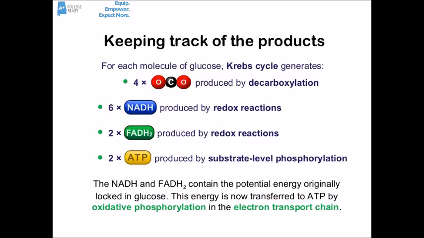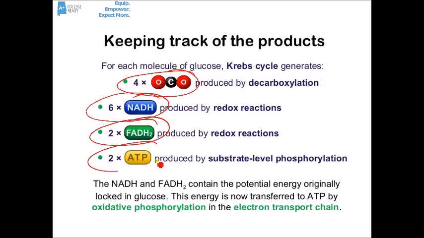So, kind of keeping track of the products. For each molecule of glucose that entered glycolysis, the Krebs cycle produces 4 molecules of carbon dioxide, 6 molecules of electron carriers in the form of NADH, 2 molecules of FADH2, and 2 molecules of ATP. And again, most of the energy that was originally in the glucose by the end of the Krebs cycle is contained in these electron carrier molecules.